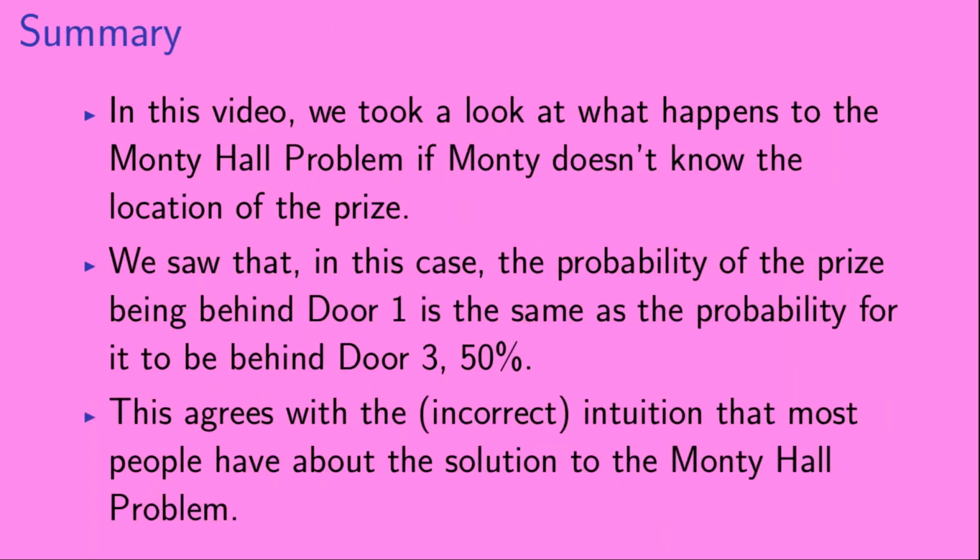Okay, so let's summarize. In this video, we took a look at what happens to the Monty Hall problem if Monty doesn't know the location of the prize. We saw that in this case, the probability of the prize being behind door 1 is the same as the probability for it to be behind door 3, 50%. This agrees with the incorrect intuition that most people have about the solution to the Monty Hall problem.